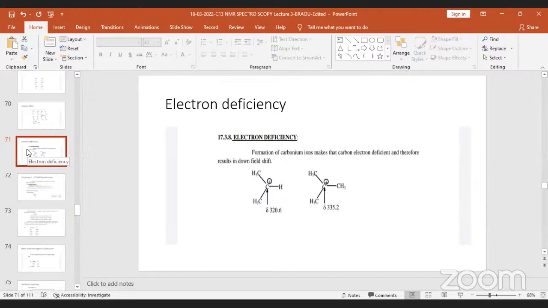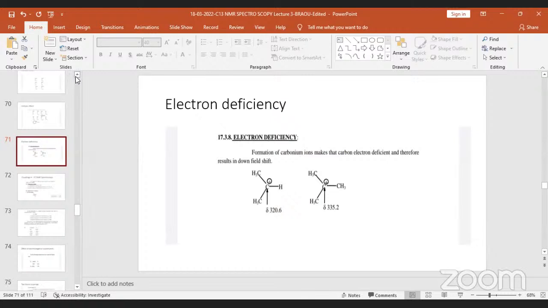And next, anisotropy. There are certain groups that will result in anisotropic effects of the secondary magnetic field by circulating pi electrons, like alkenes, aromatic compounds, alkynes, and carbonyl compounds, acetylene, nitriles, etc.